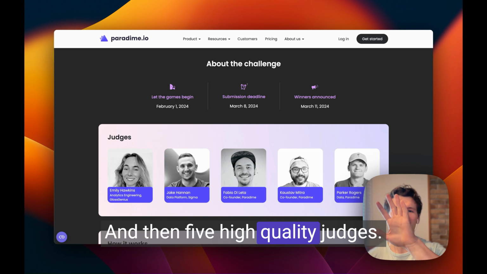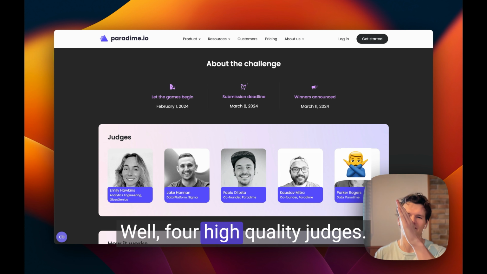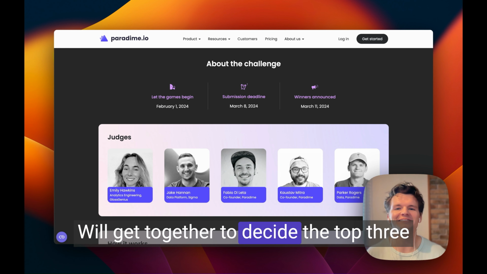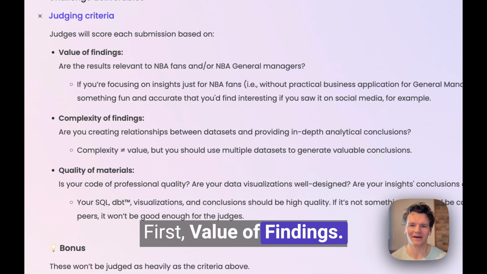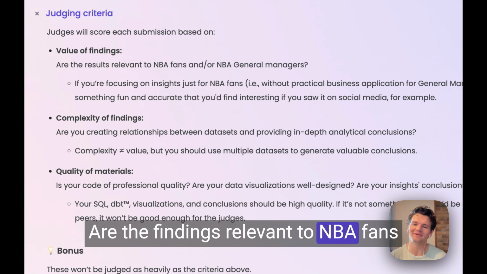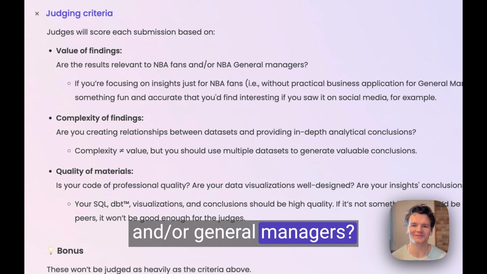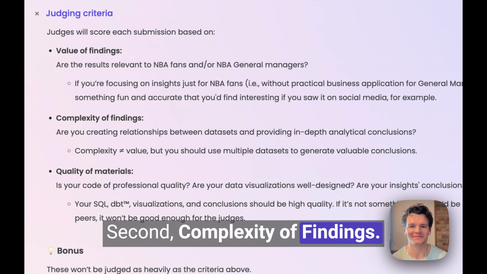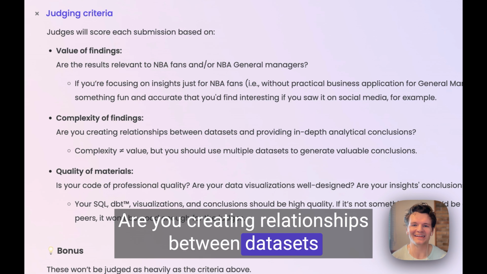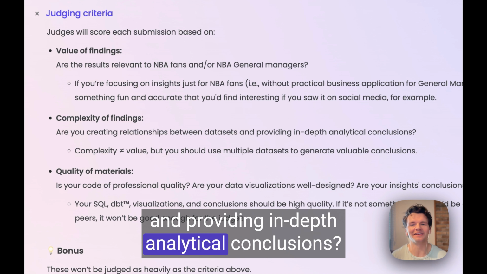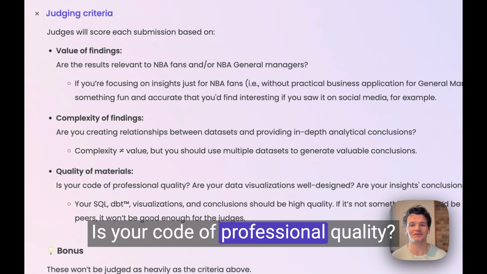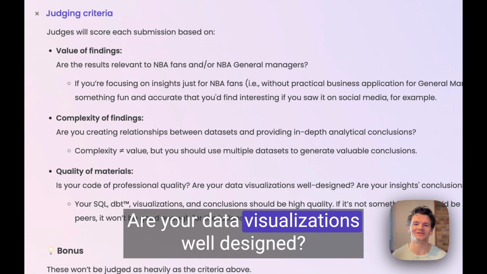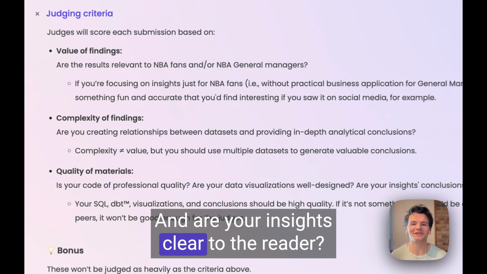And then 5 high-quality judges, well, 4 high-quality judges, will get together to decide the top 3 winners based on the following criteria. First, value of findings. Are the findings relevant to NBA fans and/or general managers? Second, complexity of findings. Are you creating relationships between datasets and providing in-depth analytical conclusions? And third, quality of materials. Is your code of professional quality? Are your data visualizations well designed? And are your insights clear to the reader?